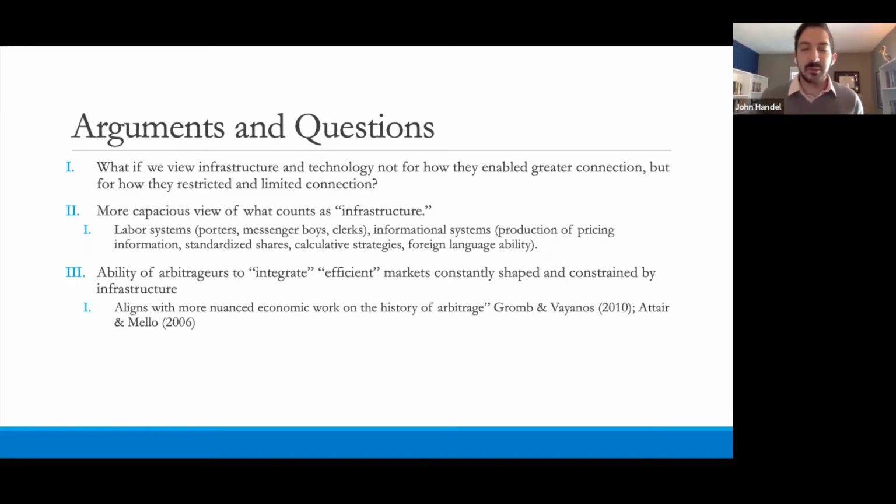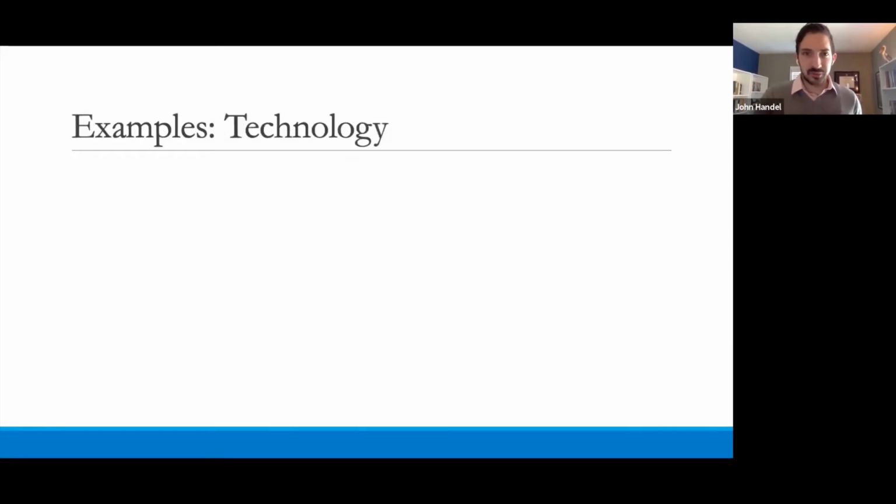And what we see is that the ability of arbitrageurs to actually integrate these markets is limited and shaped by the different constraints that infrastructure imposes on it. And then I'm going to talk about 4 at the end of the presentation. So just a few examples briefly.